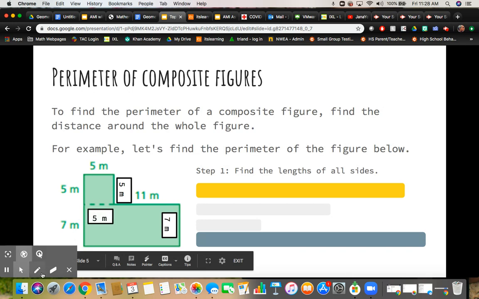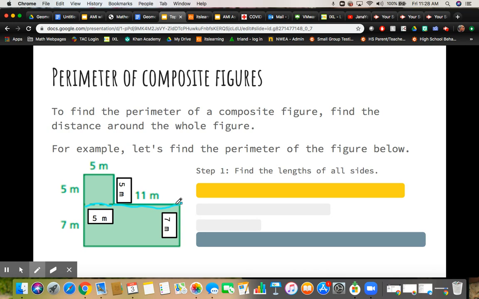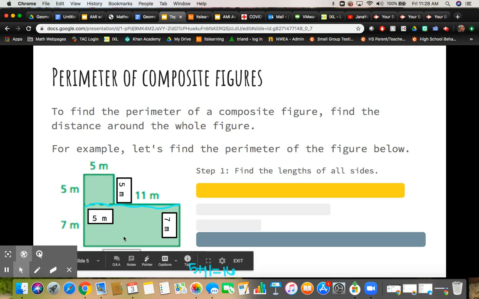Well, if this length is 5 and if this length is 11, then can I just add them together and find out what this side is? So that must mean that this side is 5 plus 11, which is just 16. And my 11 looks kind of like a 4. Here, let me make that a little prettier. 11. Okay, so I'm just going to replace that saying that it's 16 right there.